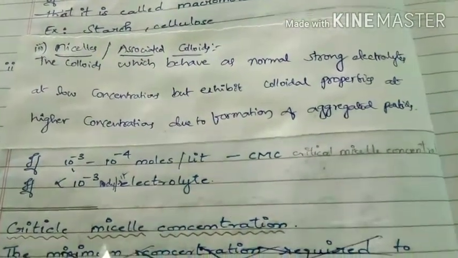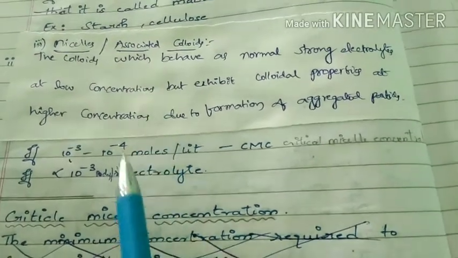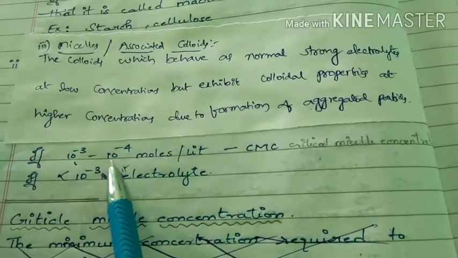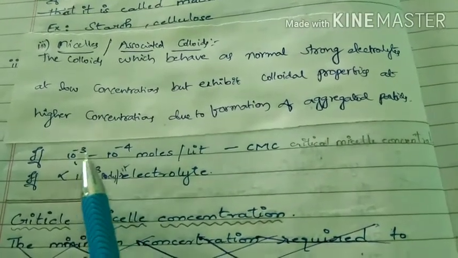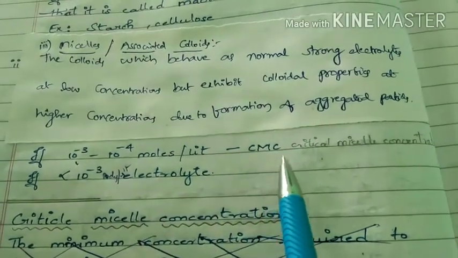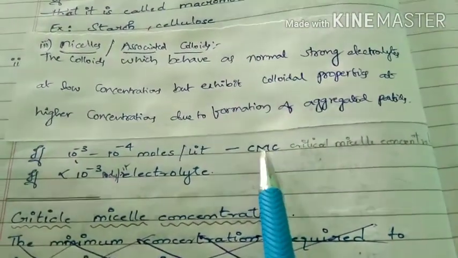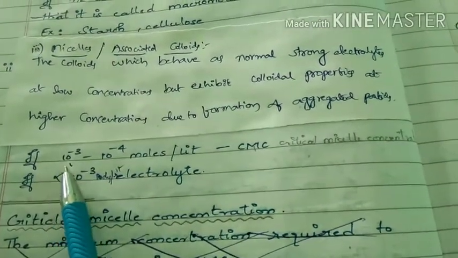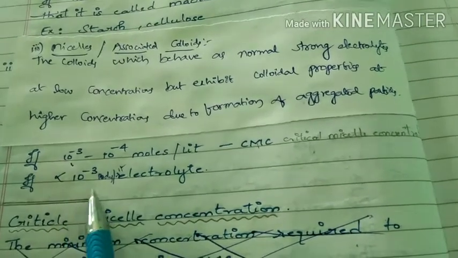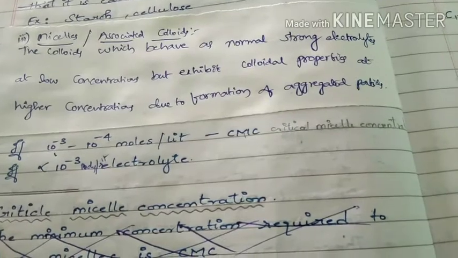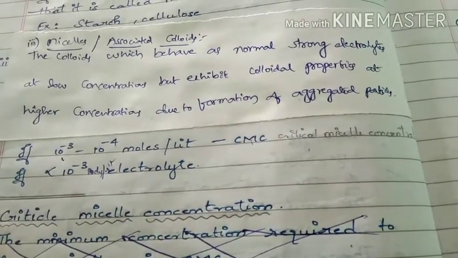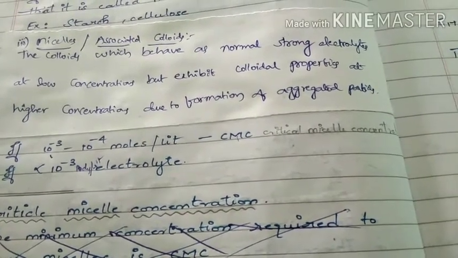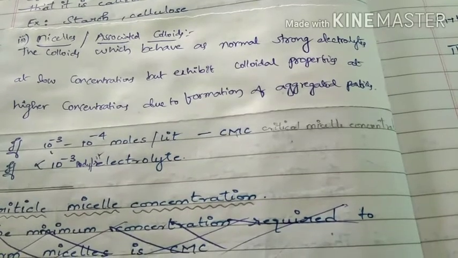So if you understand this example, then you get the idea of the definition. See, this is the 10 to the power of minus 3 to 10 to the power of minus 4. This is what? CMC, critical micelle concentration of soap. If soap concentration is less than 10 to the power of minus 3, then that soap acts as electrolyte. If concentration is less than 10 to the power of minus 3, that means concentration is somehow less. Then why does it act as electrolyte in that condition?